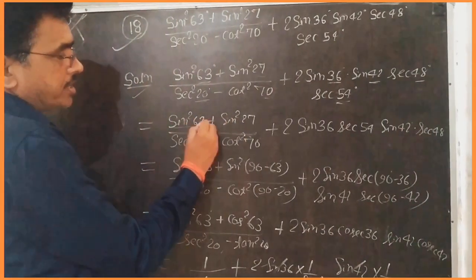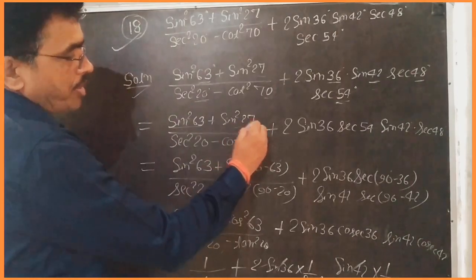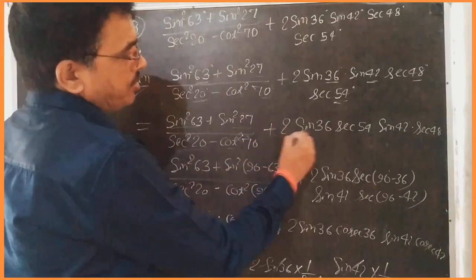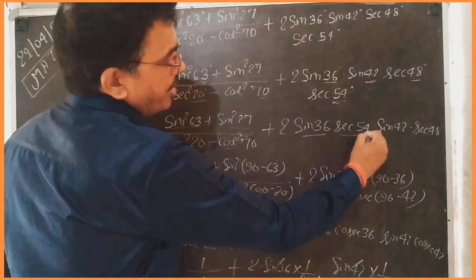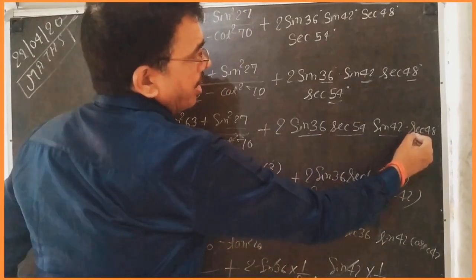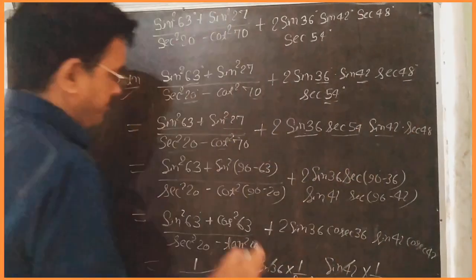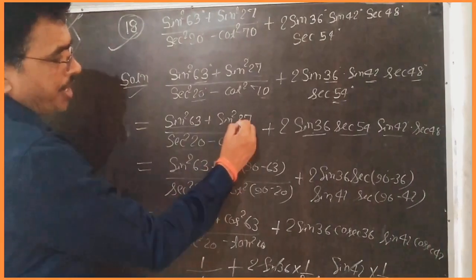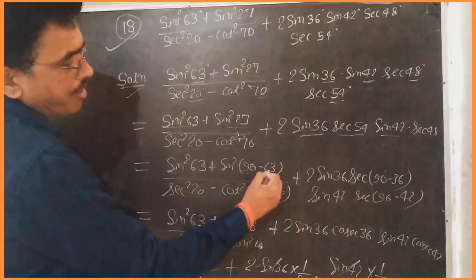So you arrange each complementary angle to one side. So I write here sin square 63 plus 27 degree, sec square 20, cot square 70 plus 2 sin 36 into sec 54, because both are complement. Here is sin 42 into sec 48. Now change it. It is sin square 63 plus sin square 27. So we can write 90 minus 63.